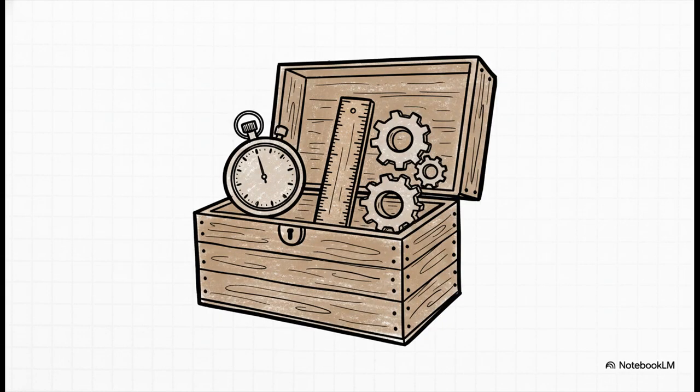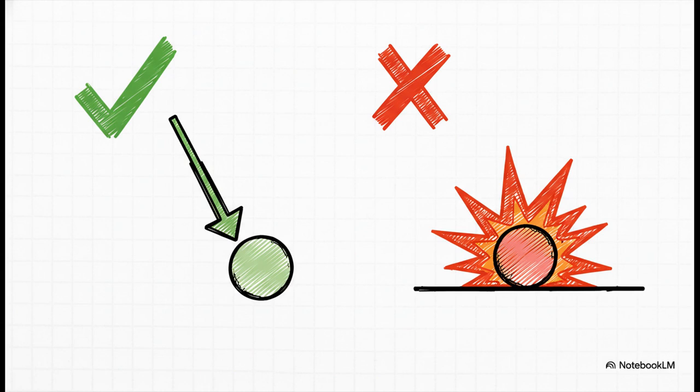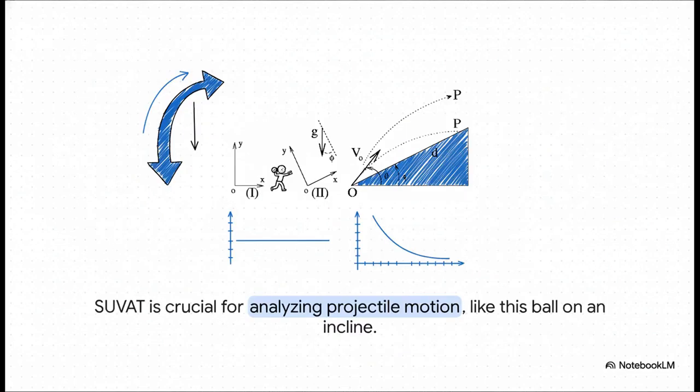So how do you actually solve problems with constant acceleration? Well, physicists have a special toolkit just for this. They're called the SUVAT equations. They're super powerful, but they come with one huge, non-negotiable rule. You can only use them when acceleration is constant. If it changes, like in a car crash, you can't touch them. Each equation links 4 of the 5 variables, so if you know any 3, you can always figure out the rest. A classic example is projectile motion. SUVAT lets us split the horizontal and vertical movements and analyze them separately.